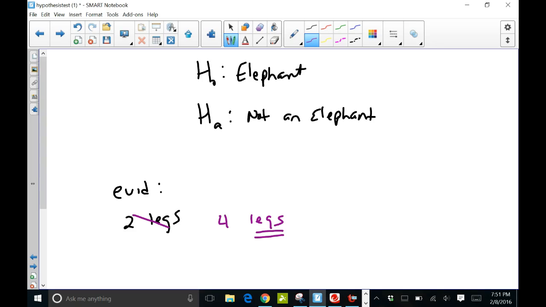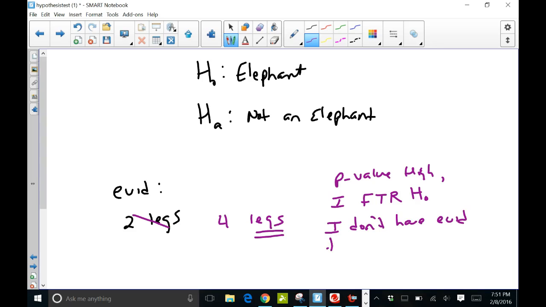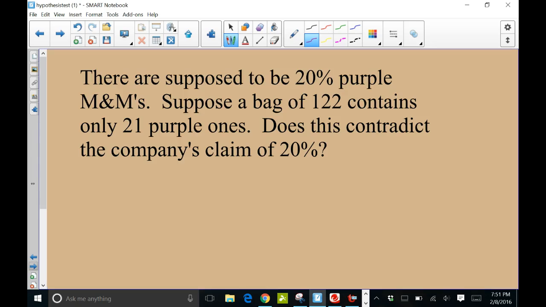That's why we're very particular when we fail to reject a null to say, because my p-value is high, I fail to reject the null. Not prove it, we just haven't rejected. And I don't have evidence that the alternative in context is true. So the wording is very particular here. Okay, now we're going to go to the class example.